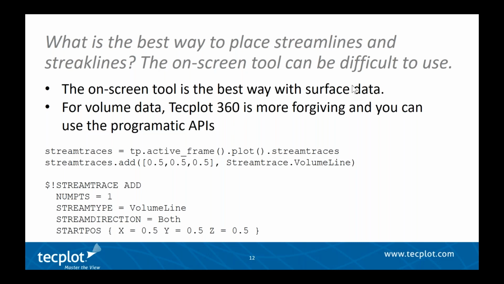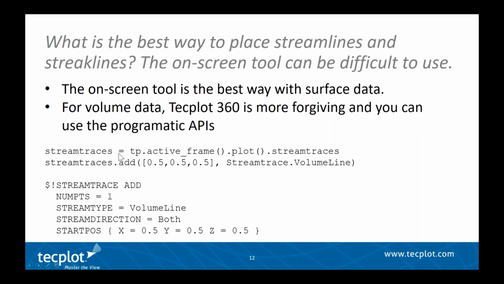All right, so what's the best way to place streamlines and streak lines? The on-screen tool can be difficult to use. I also interacted with this user. So the real complaint about the on-screen tool was this user was trying to create an arc of streamlines, which is not possible on screen with Tecplot. We have what we call a rake tool, which does just a straight line. Well, if you want to define that arc, the best way to do it would be with Python again.